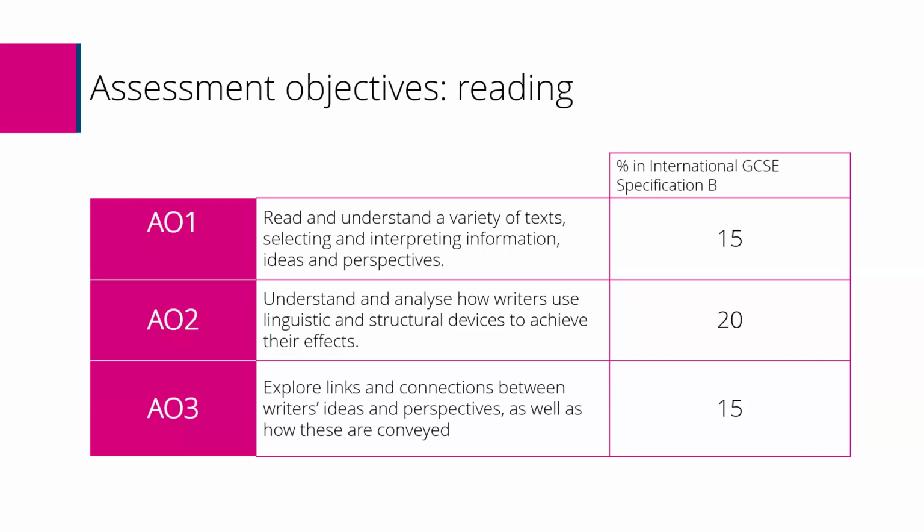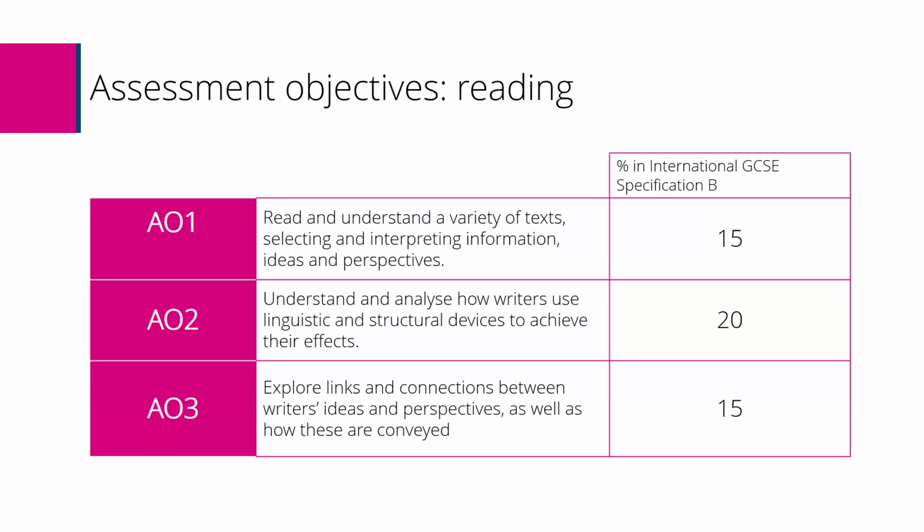So thinking about the reading assessment objectives, there are three: AO1, AO2, AO3, which we've touched on already. AO1 is read and understand a variety of texts, selecting and interpreting information, ideas, and perspectives. And that's 15% of the final assessment. AO2 is understand and analyze how writers use linguistic and structural devices to achieve their effects. And that's 20% of the final assessment.